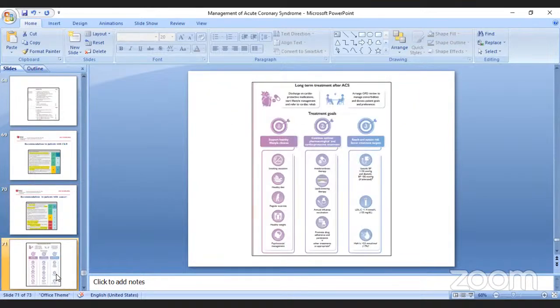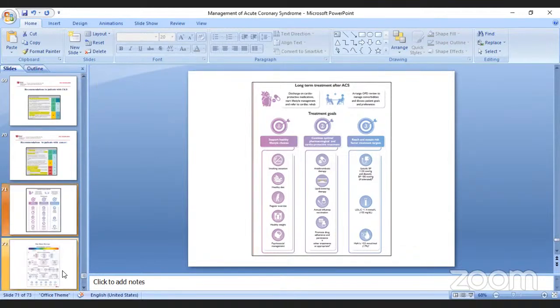Last, going on to the long-term treatment after ACS, patients are usually discharged on cardioprotective medications, and the treatment goals are usually to support healthy lifestyle choices, smoking cessation, healthy diet, regular exercise, and adherence to pharmacological therapy, such as antithrombotic therapy, lipid-lowering therapy, etc. And also sustain risk factor treatment targets. You have to maintain blood pressure of less than 130 by 80, maintain the LDL levels less than 55, maintain HbA1c less than 7%.